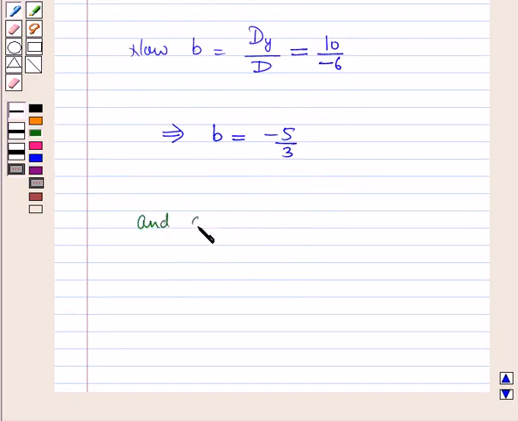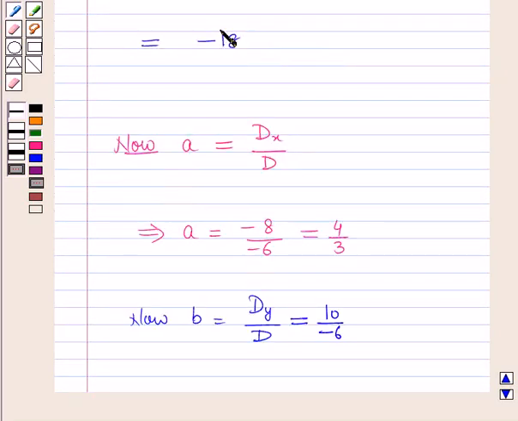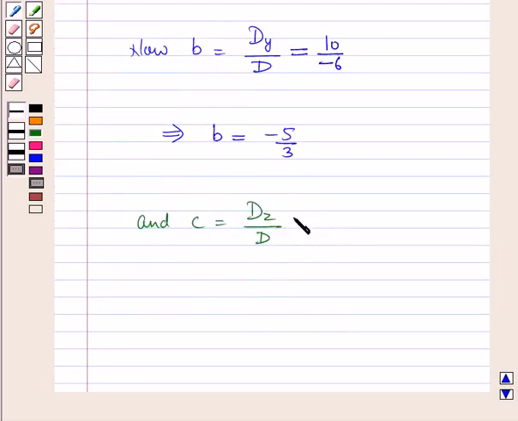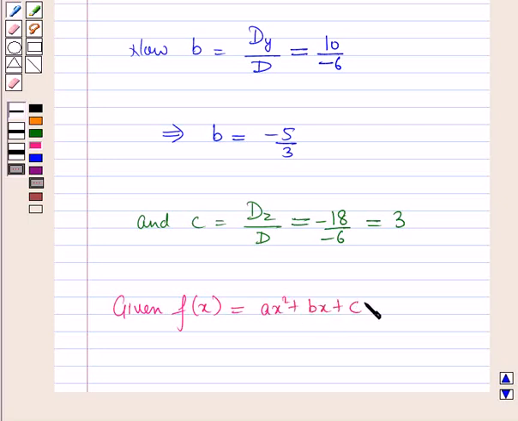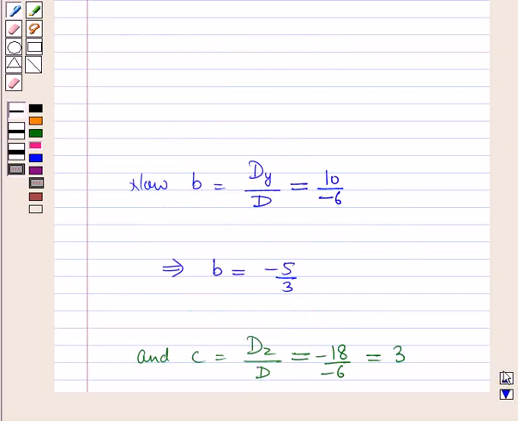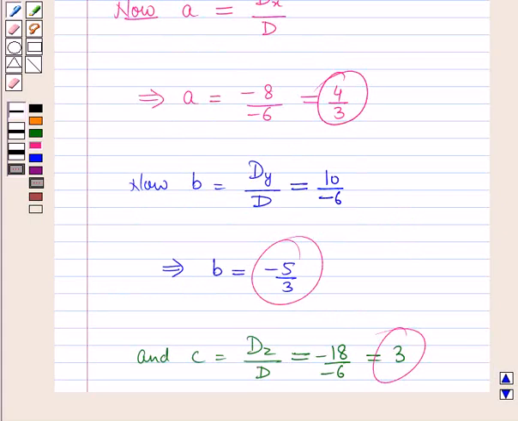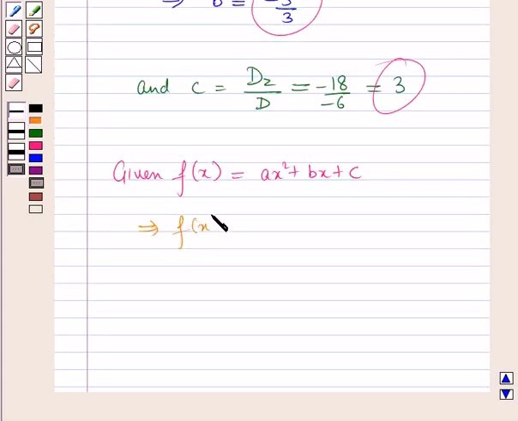And C is equal to determinant Dz over determinant D. Now the determinant Dz is equal to minus 18. So C will be equal to minus 18 over minus 6, which is equal to 3. Now given f of x is equal to ax square plus bx plus c. So putting the values of a, b and c, this implies f of x is equal to 4 by 3 x square plus minus 5 by 3 x plus 3.